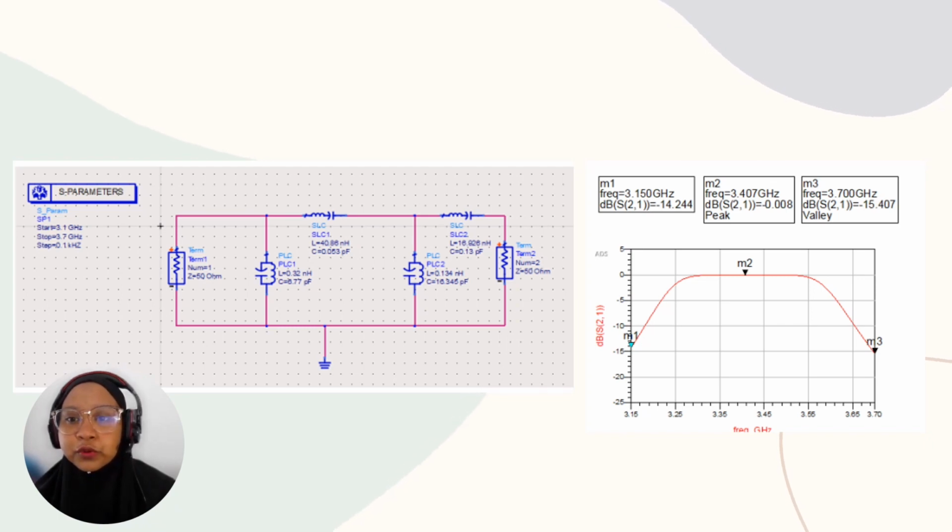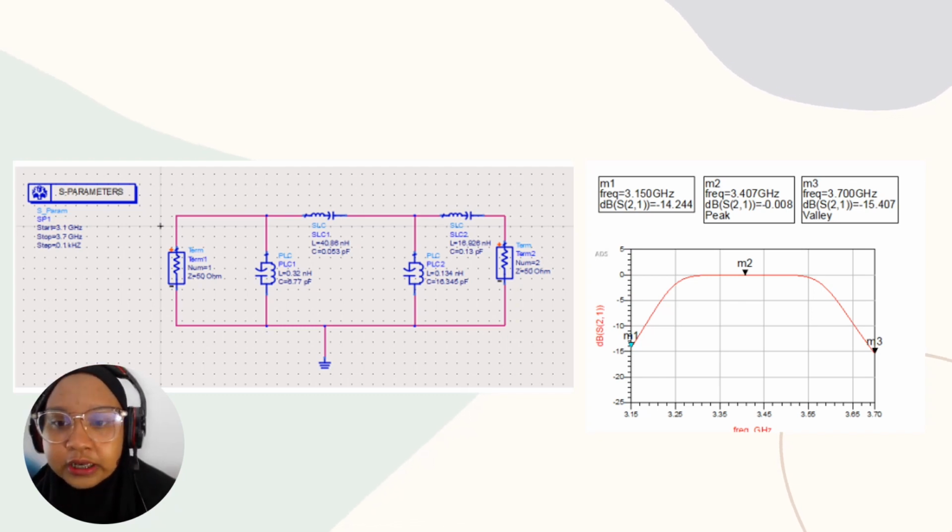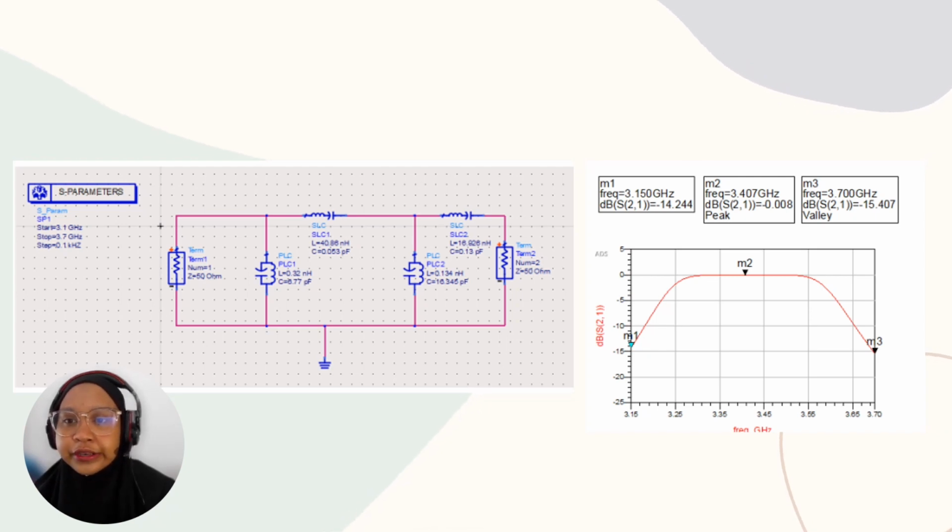M2 equal to frequency 3.407 GHz, then M3 3.7 GHz, and dB for M1 negative 14.244, and for M2 negative 0.008 peak, and M3 negative 15.407 valley.